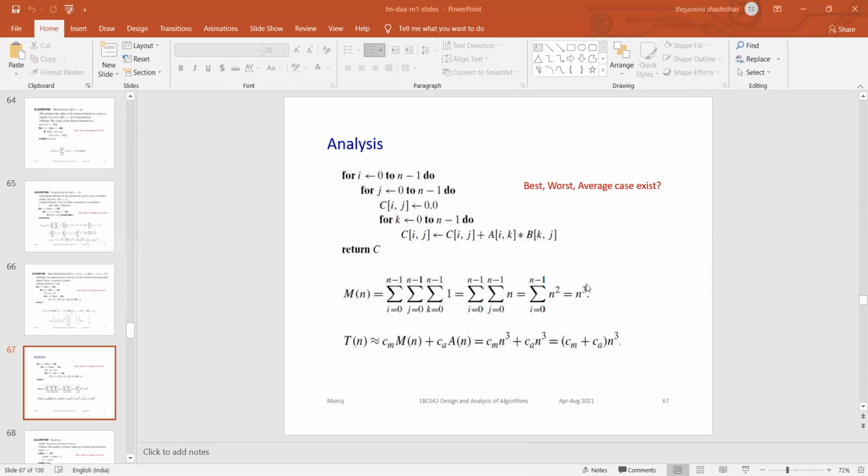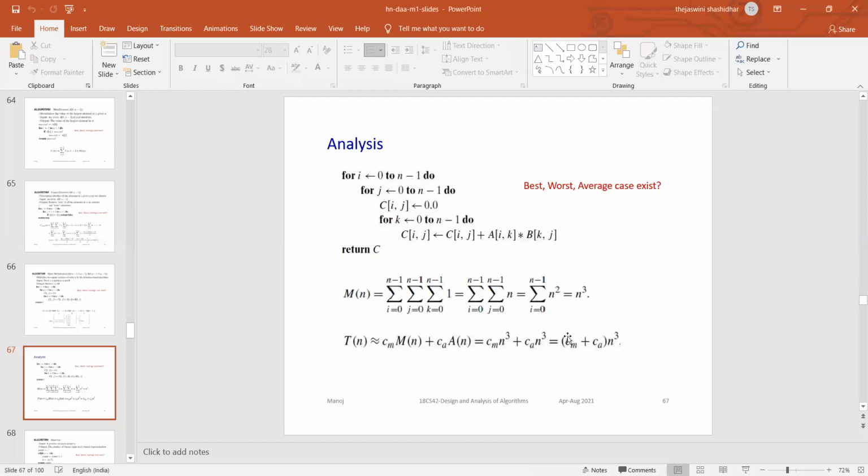So that's why we can write the algorithmic analysis of the matrix multiplication. It is n power 3. Leave this particular part, it's not so required. You can only write the final answer as n to the power 3.